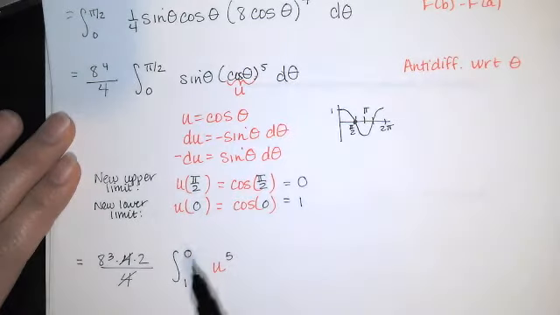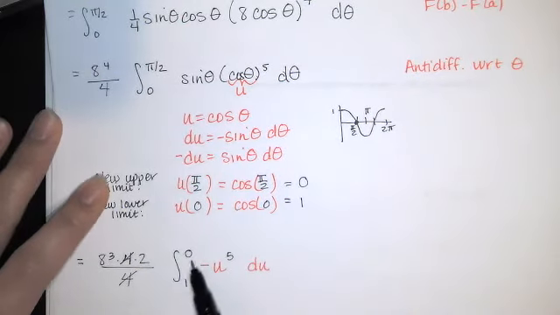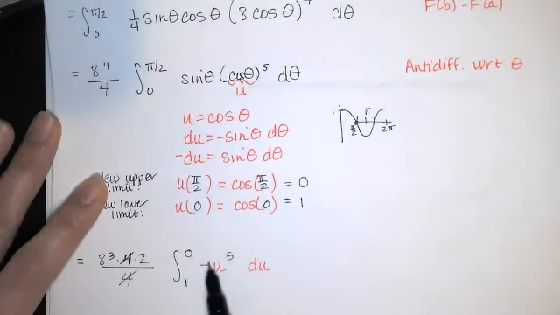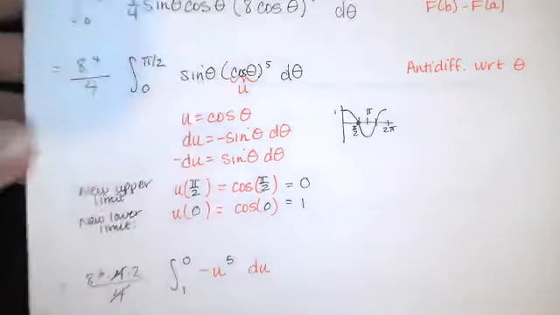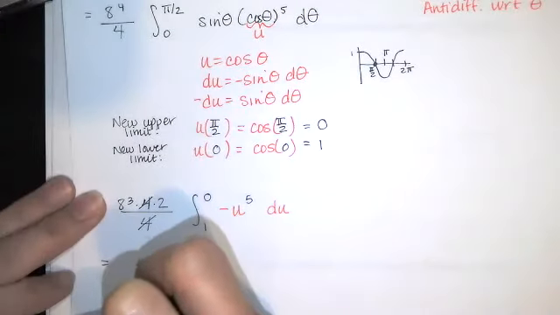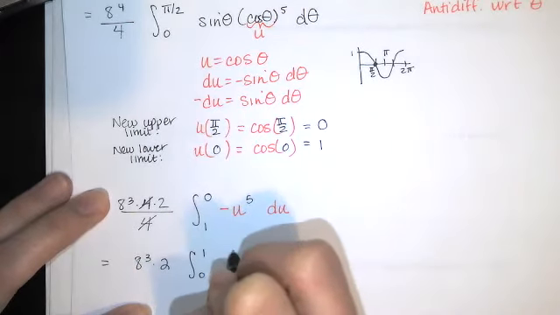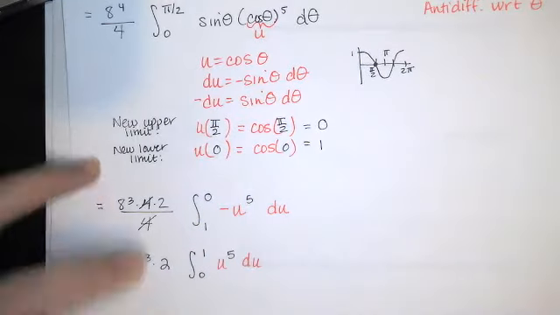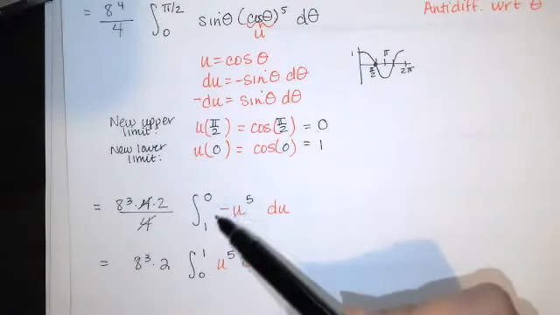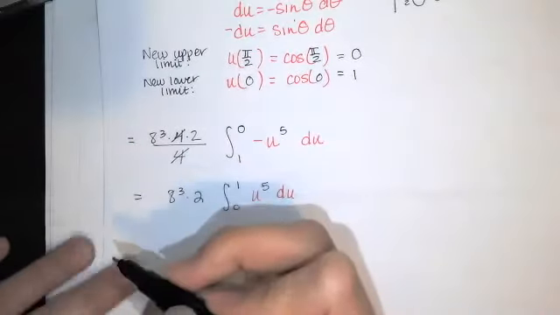And sine of theta d theta is a -1 times du. Now, if you don't like this going from 1 to 0, that's okay. You can flip it as long as you multiply the result by -1. So we end up with 8 cubed times 2, and then I can write that as the integral from 0 to 1 of positive u to the 5th du. I flip those and I multiply by -1 to get rid of that negative. Okay, so now we're here.